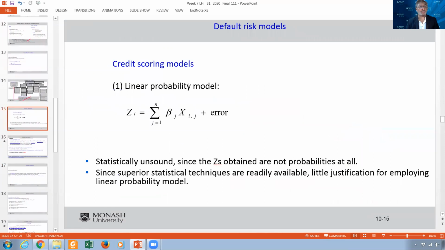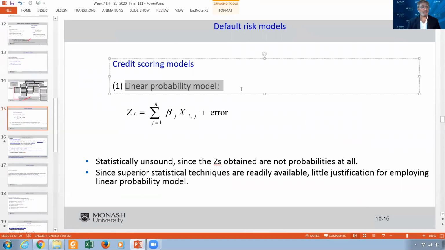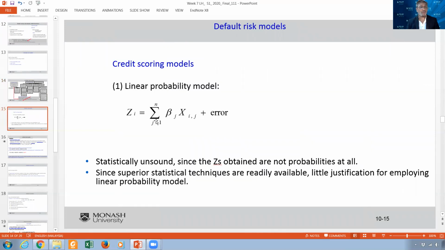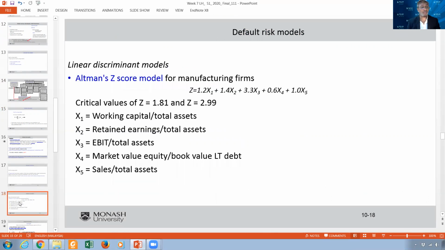Okay, let's go now to the first model. This is the default risk model, and we call it the linear probability model. All of those are actually quantitative models: the linear probability model, the logit model, and the linear discriminant model. All of them are linear models. So with this one, we have to calculate the Z value and the Z defaulting. So we will take all those factors. This is a regression analysis, as you can see. The problem with this Z is sometimes it can go negative. And if it goes negative, it has no meaning. Let me give you an example.